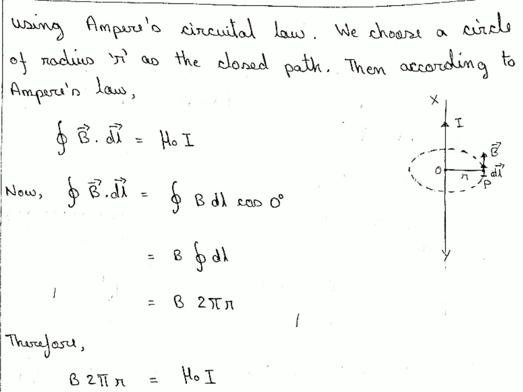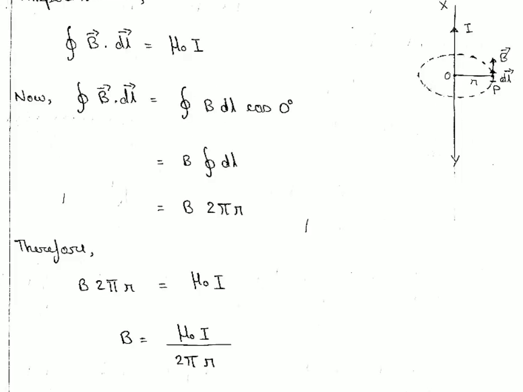Therefore this is equal to B, which is taken outside of the integration. We have integration of dl, the small length dl. If you integrate this, you'll get the circumference of the circle, which is 2 pi r. Hence the line integral of B dot dl over the closed path is equal to B 2 pi r. Hence putting this in Ampere's Circuital Law, we have B 2 pi r equal to mu naught I. Hence B is equal to mu naught I by 2 pi r.